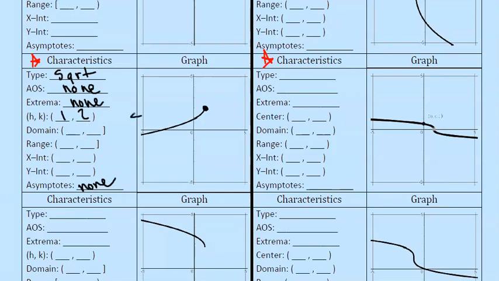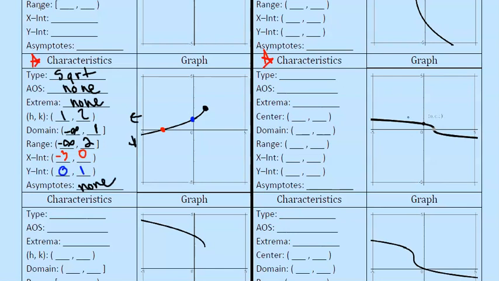Domain, it looks like it goes left forever, so that's negative infinity, and then it stops at h, which is 1. And then the range is down up y. It goes down forever, so that's negative infinity, and then it stops at k, which is 2. And then we have the x-intercept, which is -3, 0. And then we have the y-intercept, which is 0, 1.